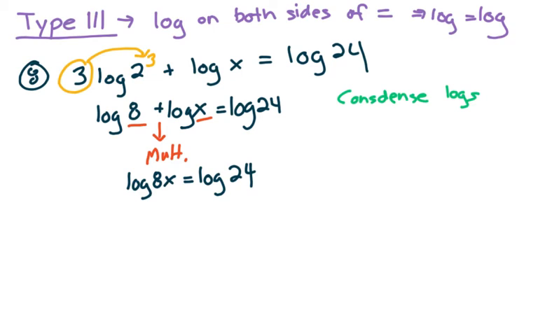Now, whenever we get a log equals a log, we can drop the logs because it's like having the bases be the same. So if they're both logs, that means whatever we're taking the logs of has to be equal. So 8x has to equal 24, which means x has to equal 3.